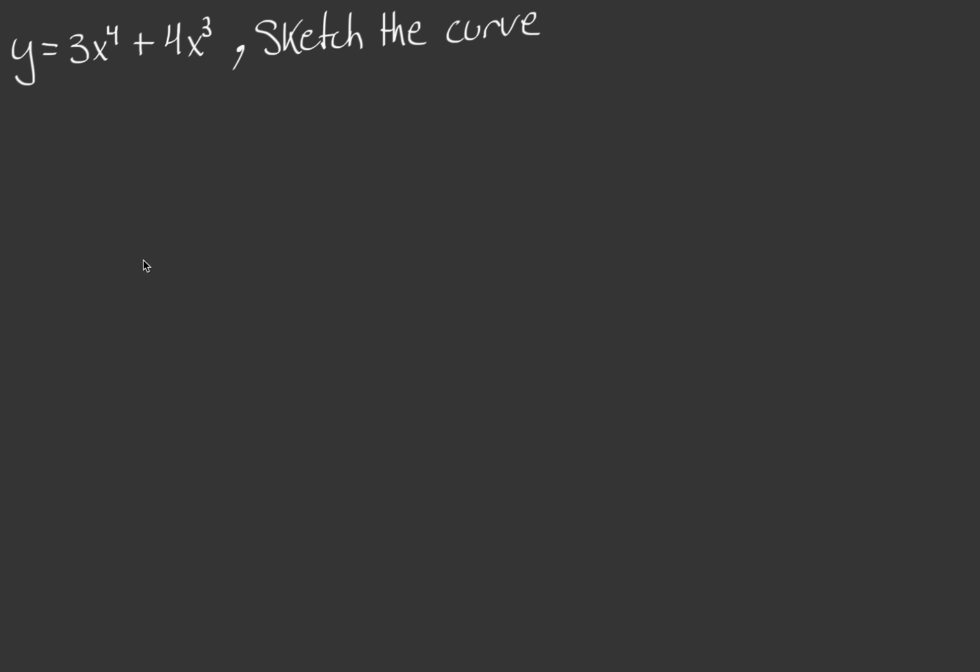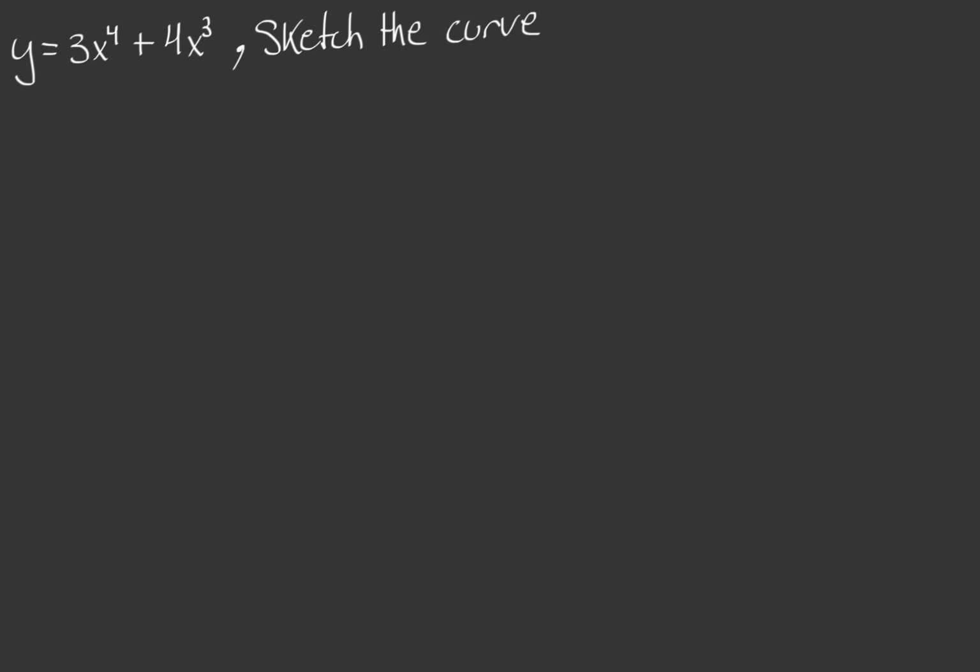So what we're going to do with this graph is basically sketch it. We have to find our critical points, our inflection points, asymptotes, our symmetry, our domain, and x and y intercepts. We're going to do all of that. So let's do that real quick.